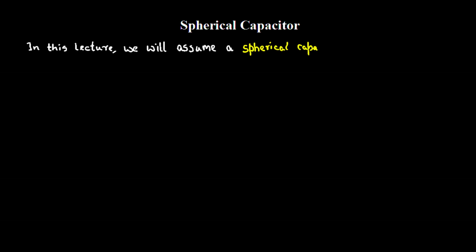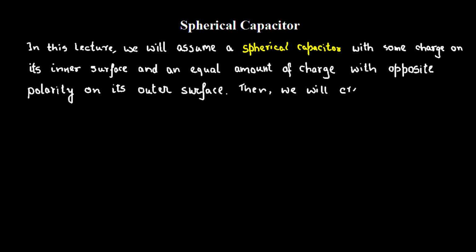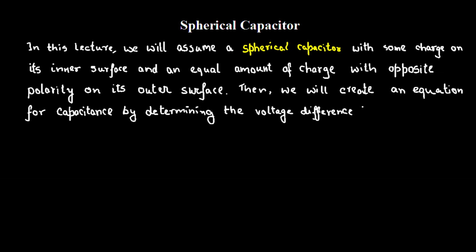Spherical capacitor. In this lecture, we will assume a spherical capacitor with some charge on its inner surface and an equal amount of charge with opposite polarity on its outer surface. Then we will create an equation for capacitance by determining the voltage difference between them for a given charge on each. Formula used. Number 1.